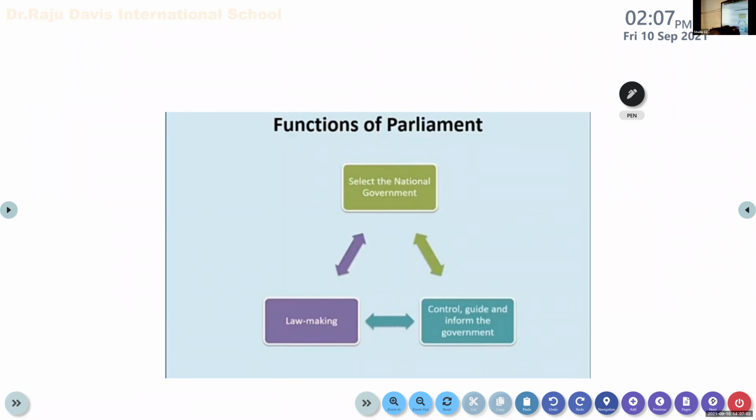And Lok Sabha, House of the People. That is another name. With the total membership of 545, and presided over by, Lok Sabha is presided over by the Speaker.